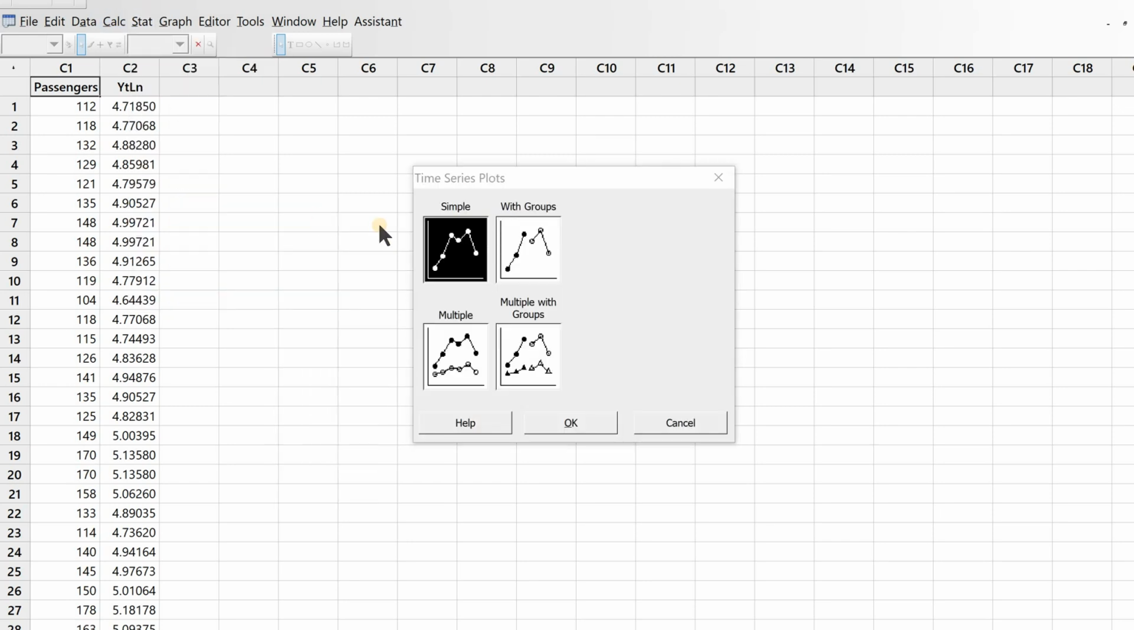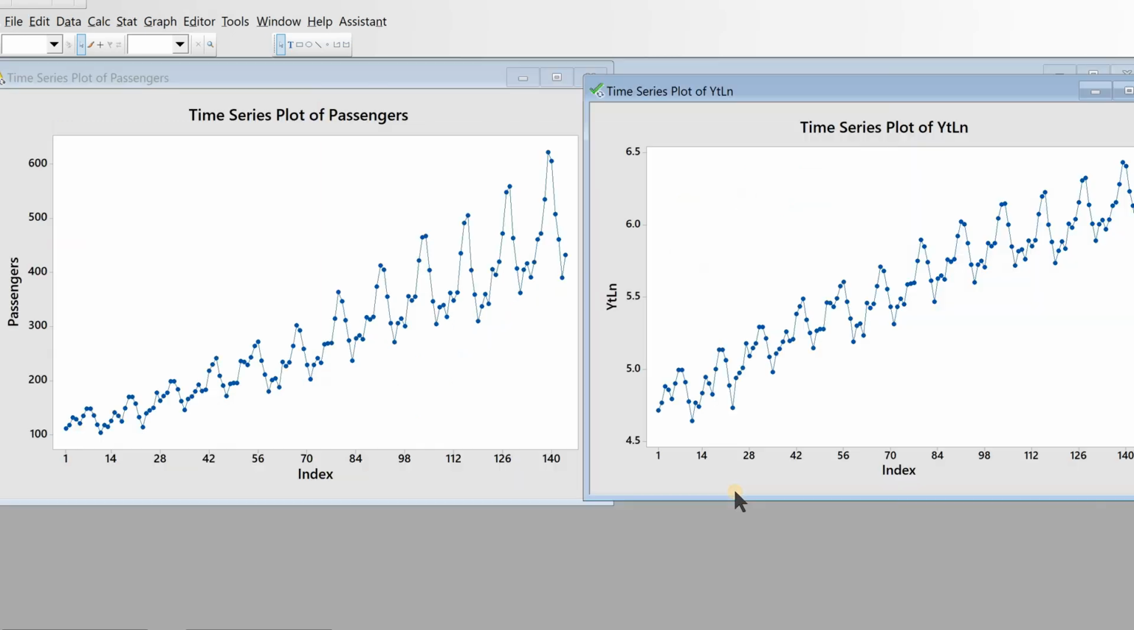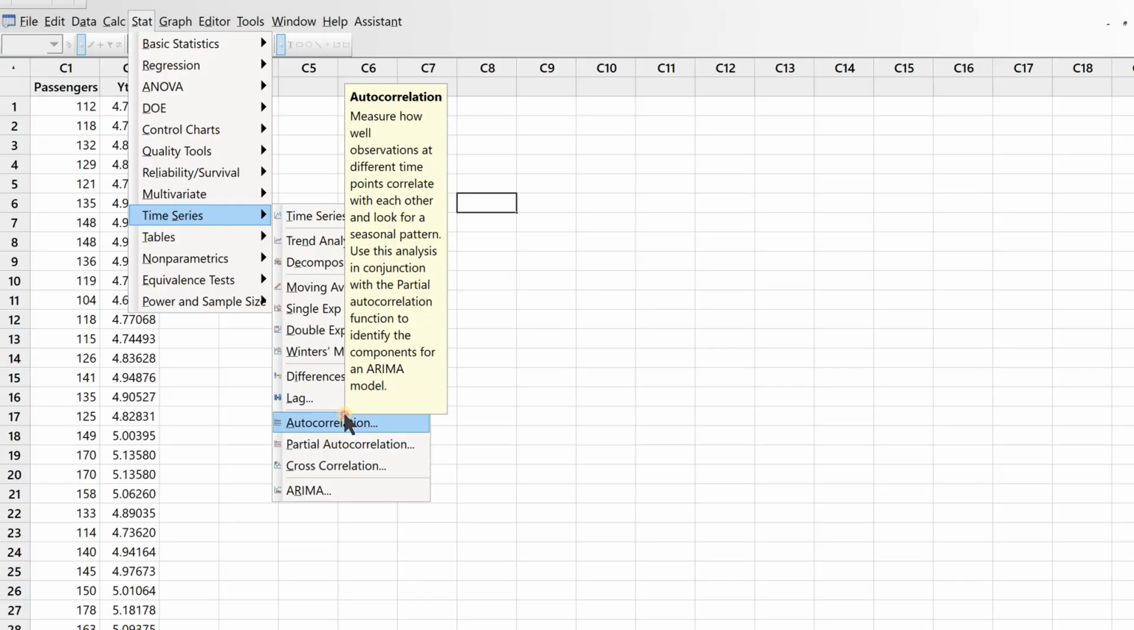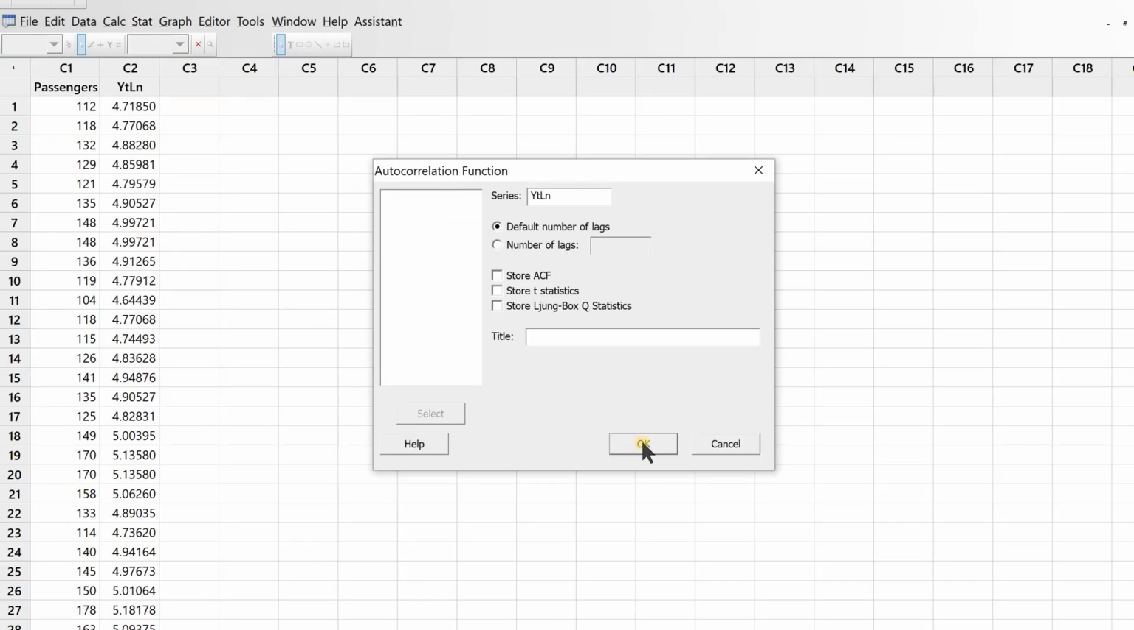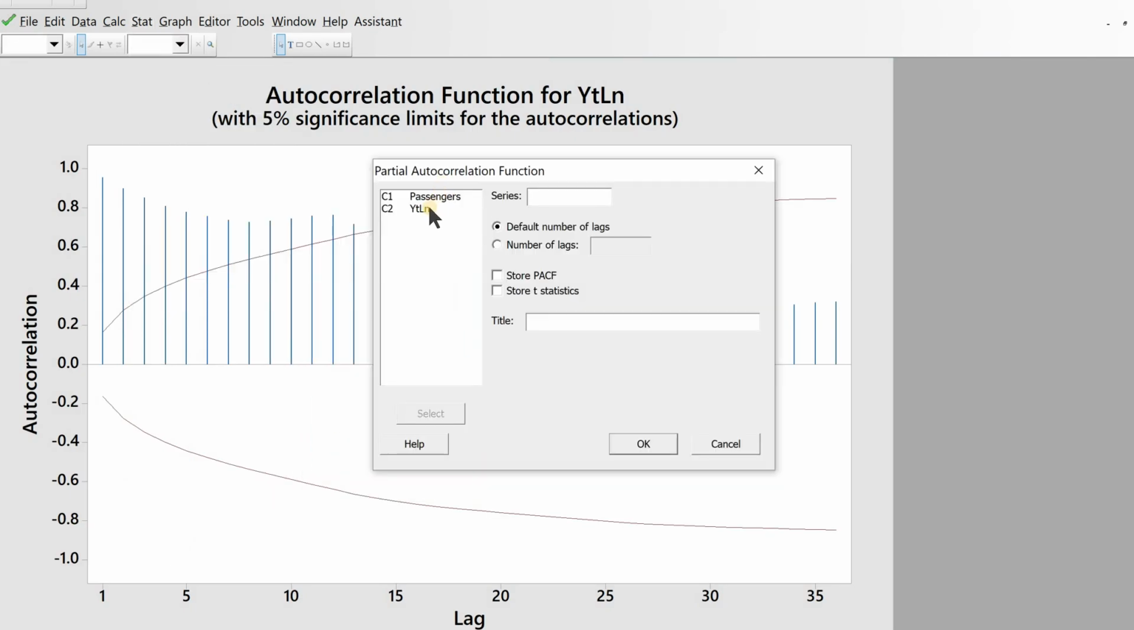Let's check what happened to the data after we transformed it into log. We compare the original data with the data after log transformation. We can see that from non-stationary variance, now the variance is constant, no longer increasing. Let's check the ACF and PACF of the transformed data.